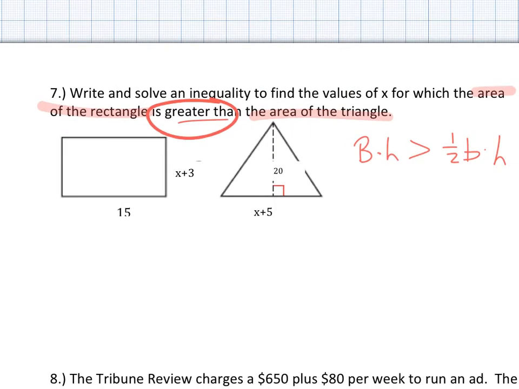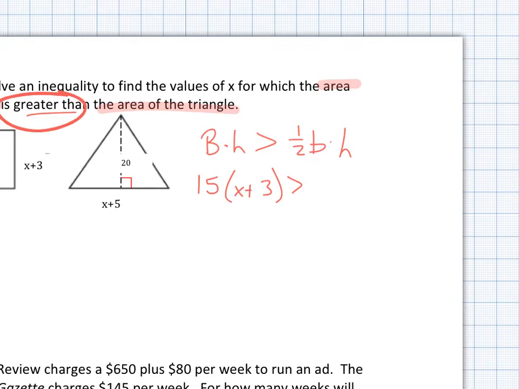Well, the base of the rectangle is 15, and the height is x plus 3. That's greater than 1/2 times x plus 5 times 20. So I'm going to simplify everything I can here. On the left side, I got 15x plus 45.